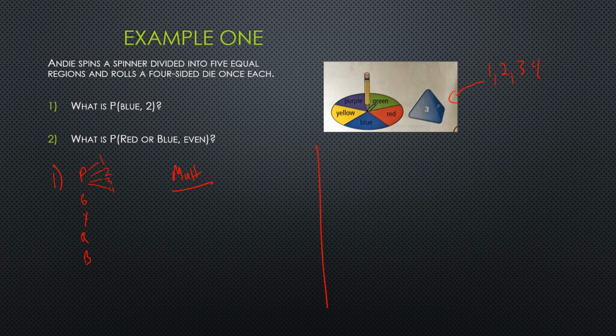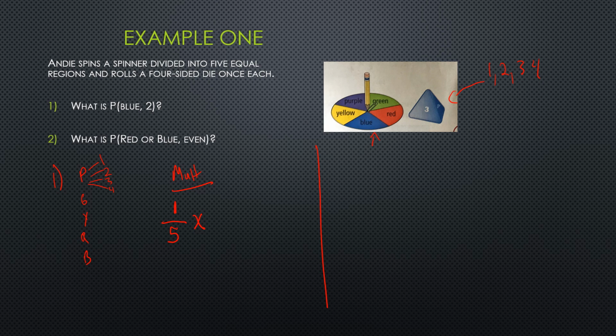When we look at our spinner, we're going to break it down to 2 probability questions. The first part says, what's the probability of getting blue? Well, there's 1 blue out of how many total? There's 5 possible outcomes. So we have a 1 out of 5 chance of getting a blue on the spinner. And we're going to multiply that probability by the next one. We're looking at a 2.